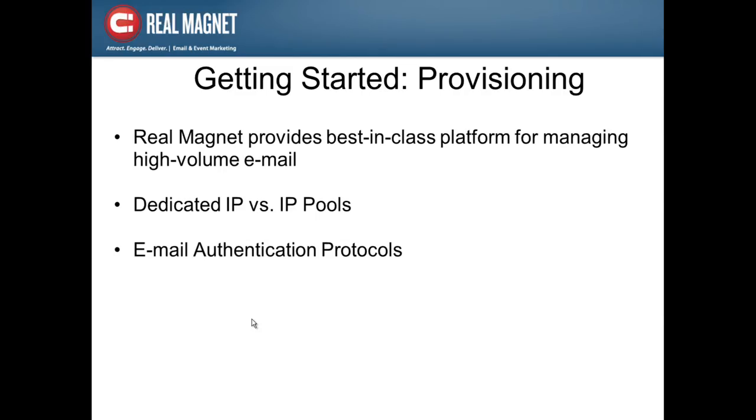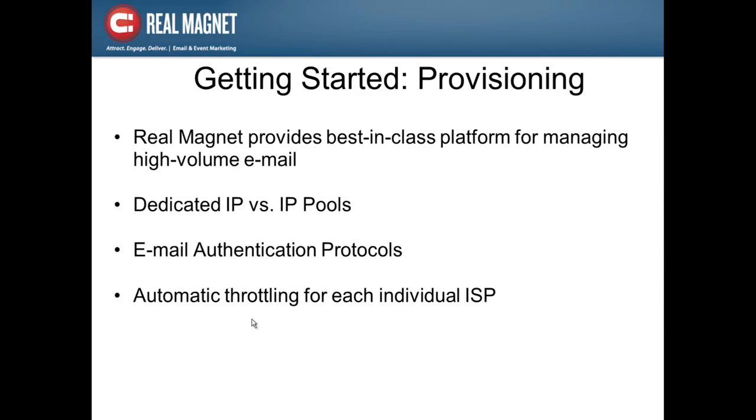We also provide email authentication protocols for all of your email, and that simply is an automated way to let an ISP or a recipient domain know that Real Magnet is in fact authorized to send email on your behalf. So we authenticate your mail with one or more protocols so that they know the mail really is coming from you and not someone pretending to be you.